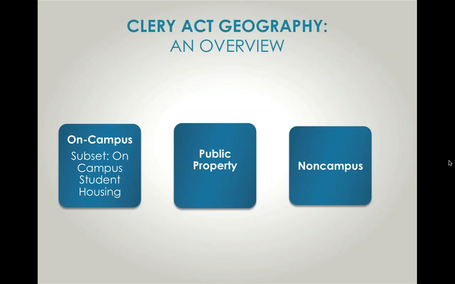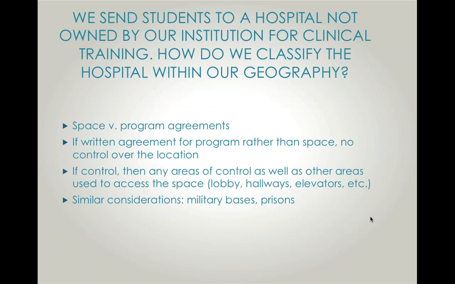But we do want to move on to some of the questions that we have received and that we've prepared in advance as frequently asked questions that we receive in general about campus geography for the Clery Act, and then more specifically for each of these areas. So the first question that we're going to talk about is questions that we receive around space versus program agreements. So here's a sample question that we might see, which is, we send students to a hospital not owned by our institution for clinical training. How do we classify the hospital within our geography?